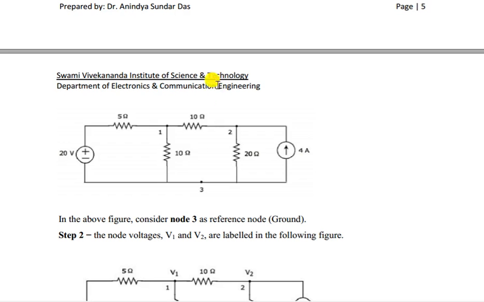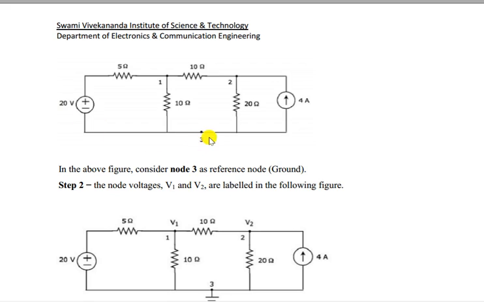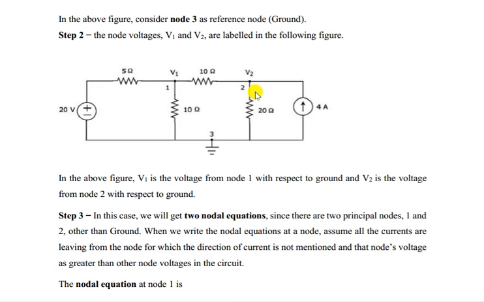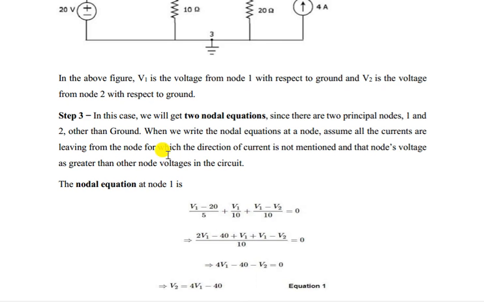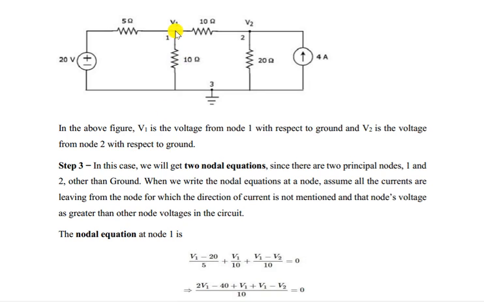So from this circuit, if the third node is 0, then this will be known as 20 volt. So we don't have to assign a node voltage here; we have to assign V1 and V2 here. We are assuming voltage V1 at node 1, node voltage V2 at node 2, the third node is ground, and this node is nothing but 20 volt.